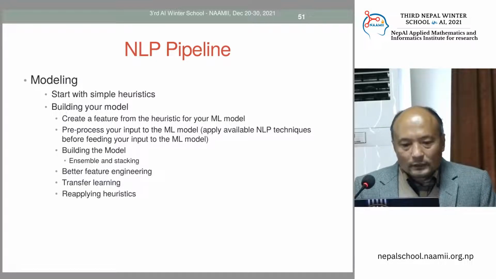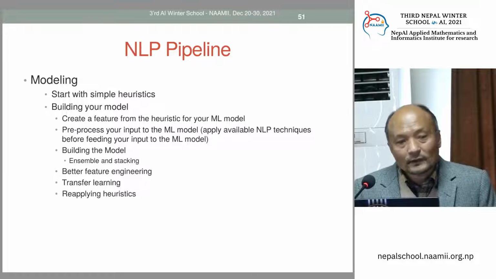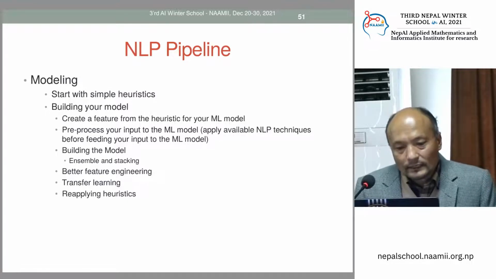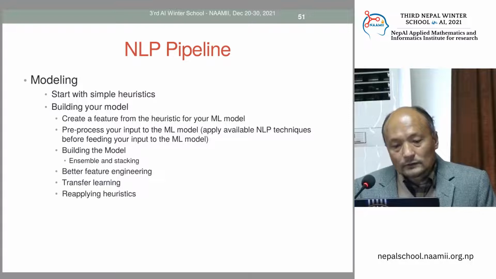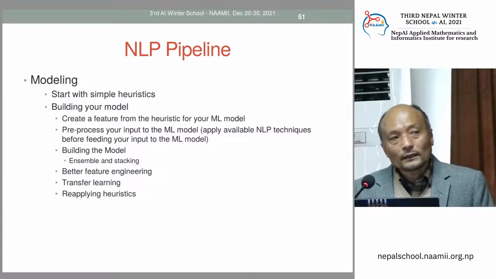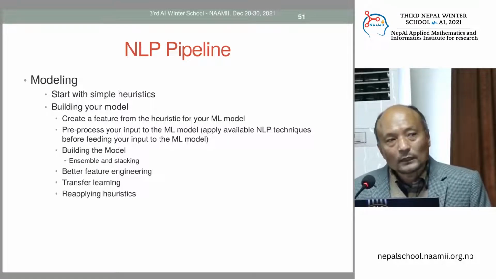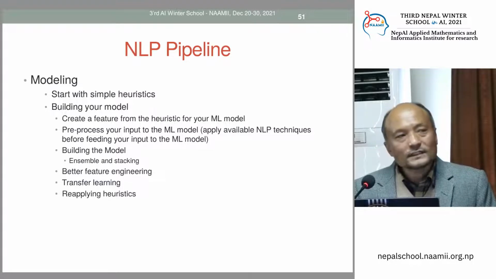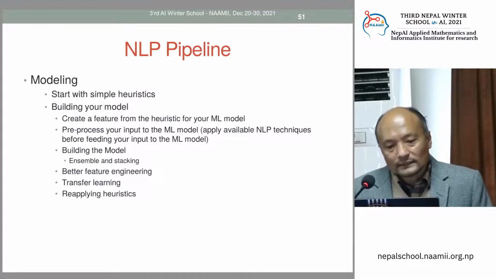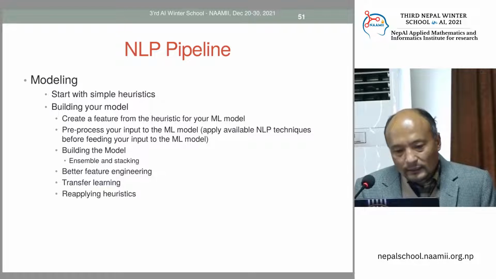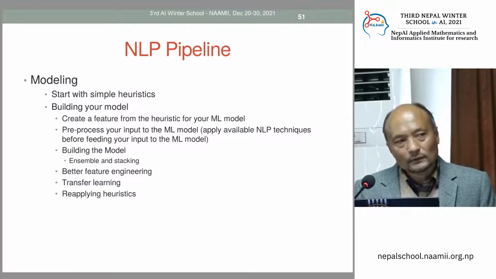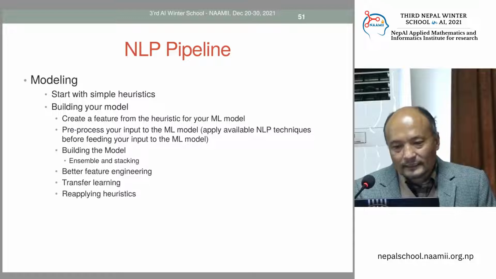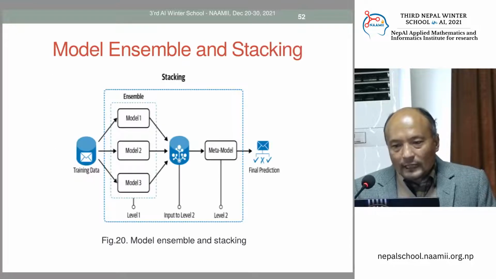And then of course you'll go for some better feature engineering, because you realize that there are certain other gaps that need to be taken care of. Earlier I was talking about transfer learning, where you employ a model developed for one purpose to process other NLP tasks. And you reapply the heuristics, of course, to develop models so that they get improved.